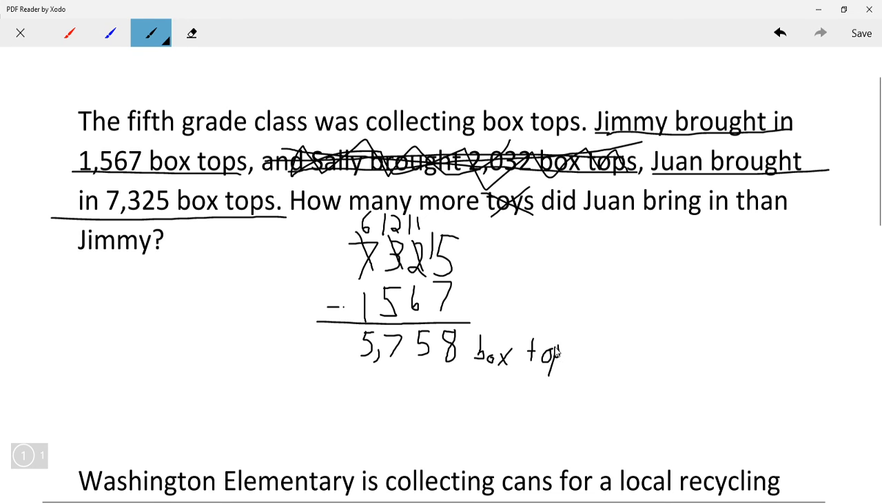So, I just wanted to let you guys know that on occasion these questions will have extra information, and to just make sure that you don't use any information that is not relevant to the question. Because if you put 2,032 that Sally brought in into the equation somehow, you're not going to get the right answer.